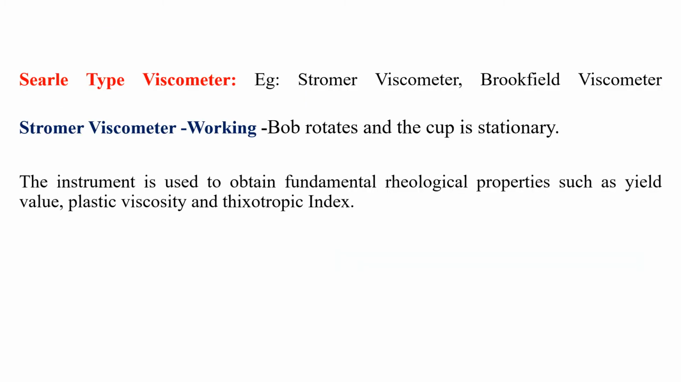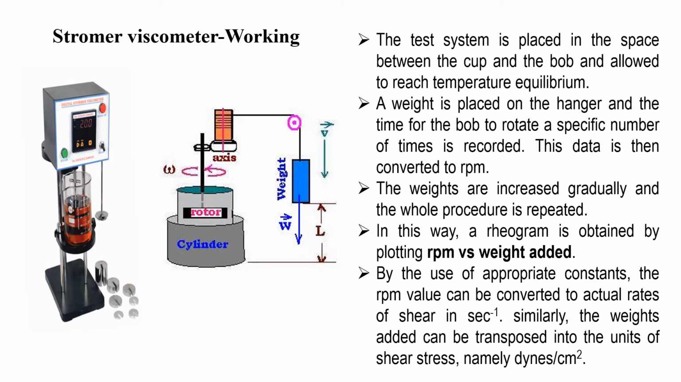And next is the searle type viscometer. Here the bob rotates and the cup is stationary. Most of the rheological properties of non-Newtonian systems are better explained or better determined by these kinds of viscometers. So let's discuss in detail with the help of a diagram. Now this is your Stormer viscometer. The cup is stationary, but the bob keeps moving.